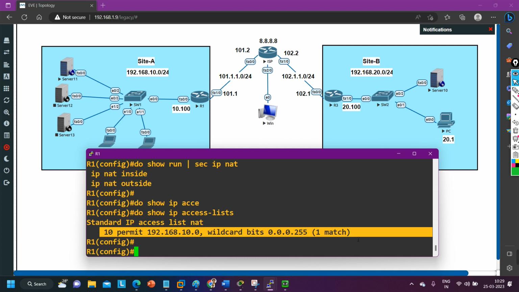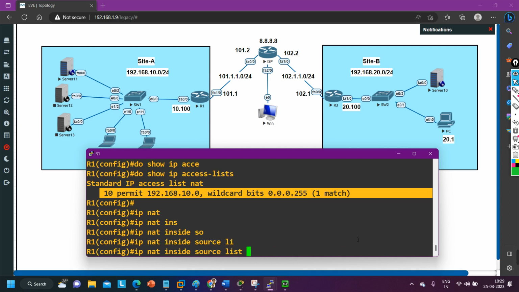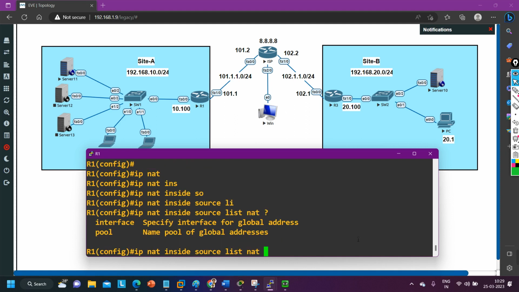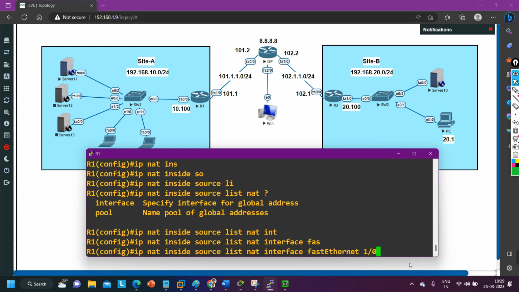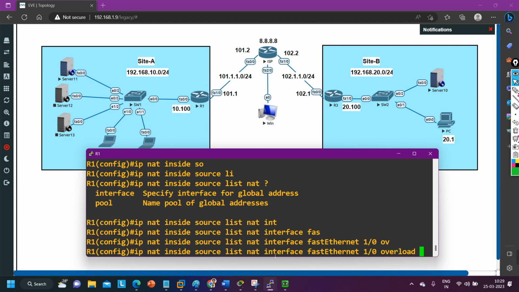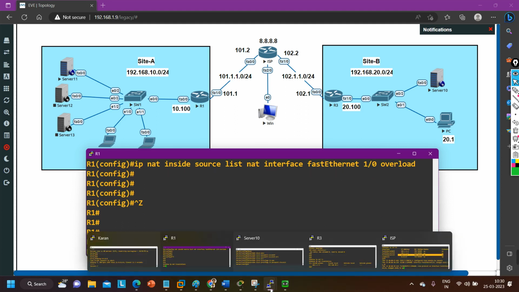So guys, only one command I need to run, that is ip nat inside source list, and the name of the access list is NAT, and after that interface FastEthernet 1/0 overload. So what will happen now? It is going to translate all private IP addresses into the public IP address which is running on interface FastEthernet 1/0.